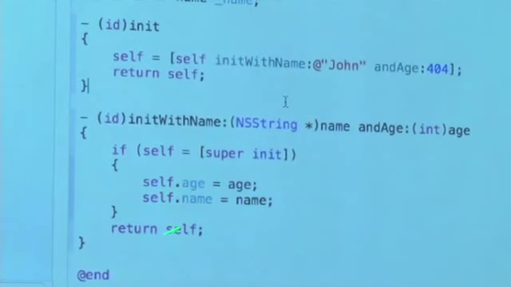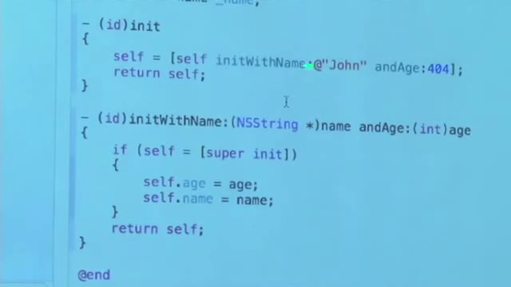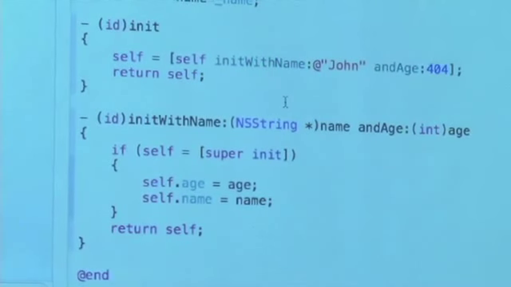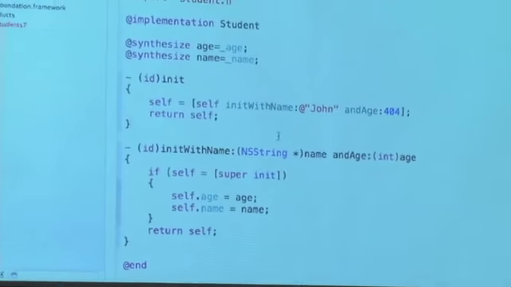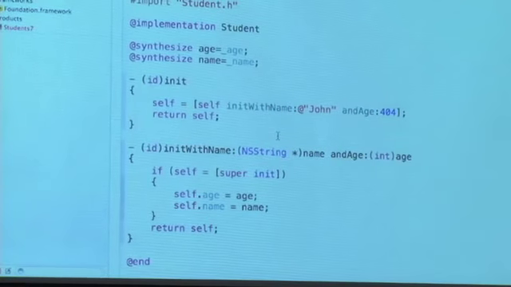Now, I could have copied and pasted this code up here, but this is probably better design in that I'm reusing my own code by calling one init method, the more explicit one, from the more generic of the two. But this is not even strictly necessary. If I'm OK with having nameless, ageless students, then I just don't implement that default init method at all.